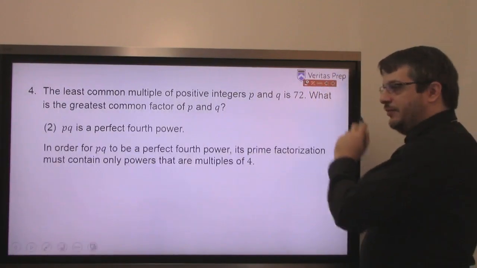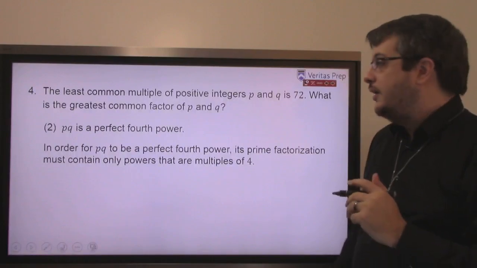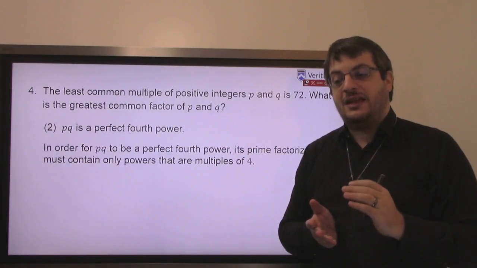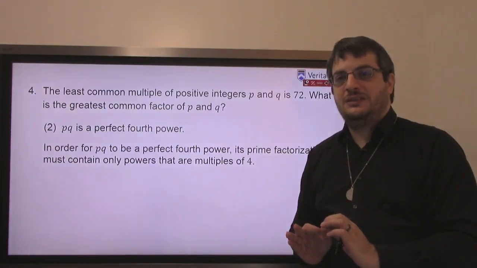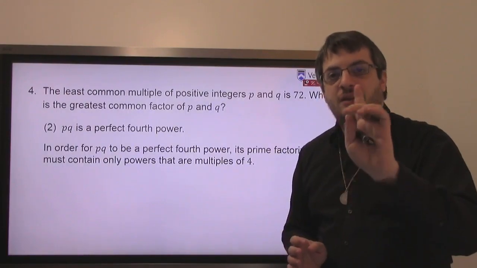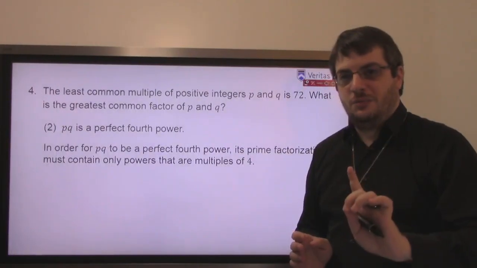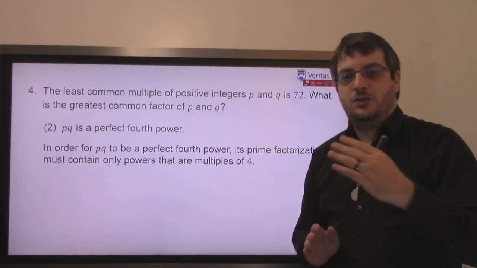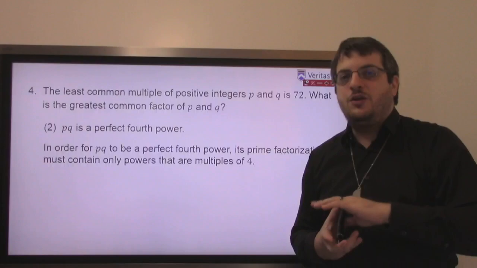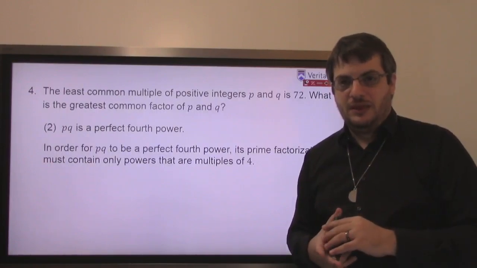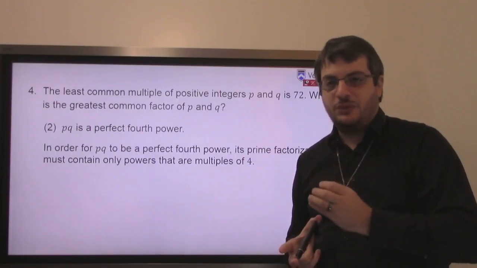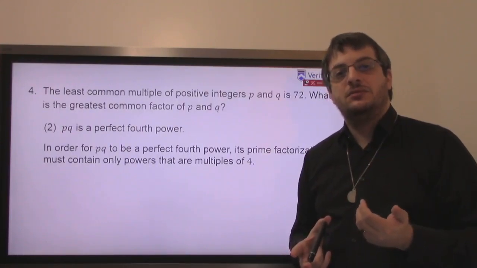While I wait for your response, I'm going to move on to the next statement. PQ is a perfect fourth power. And what we know is that now we need 3 in one of the numbers, right? The least common multiple says that one of the numbers must contain 2 cubed. One of the numbers must contain 3 squared. They don't both have to have it. And the greatest common factor will take whatever's the least number of 2's and the least number of 3's, and you don't know what that is.